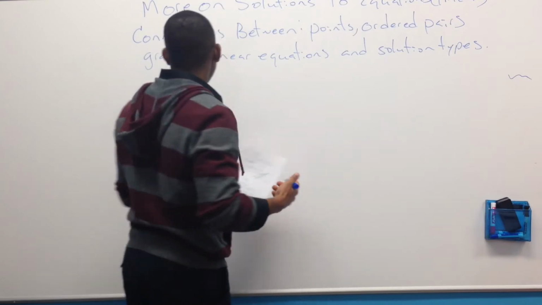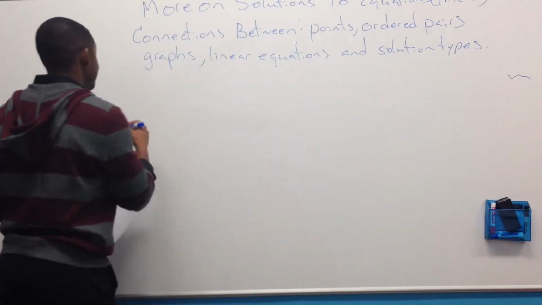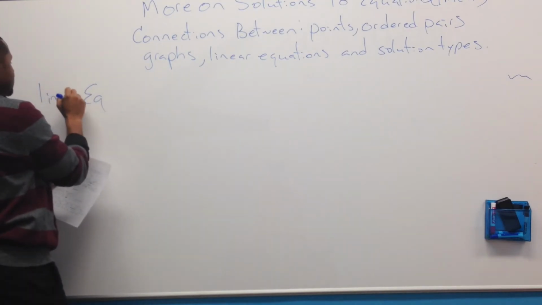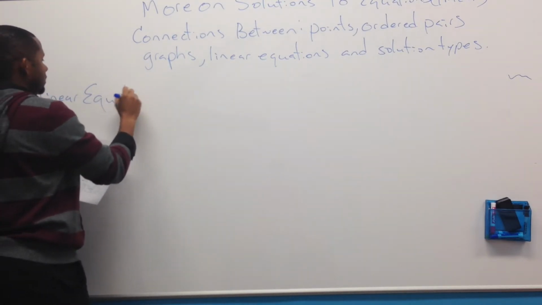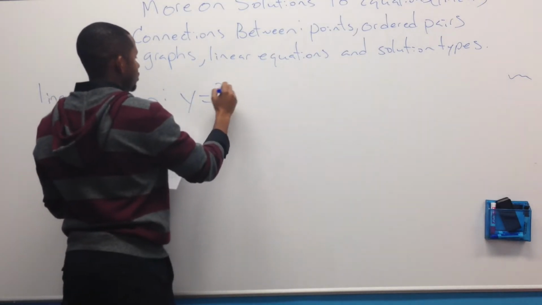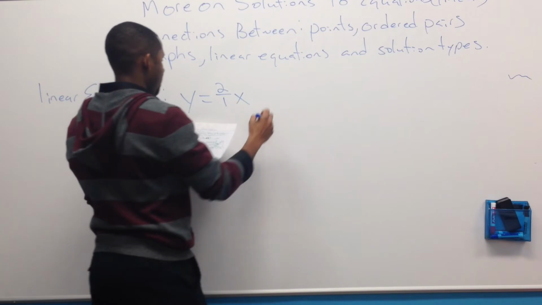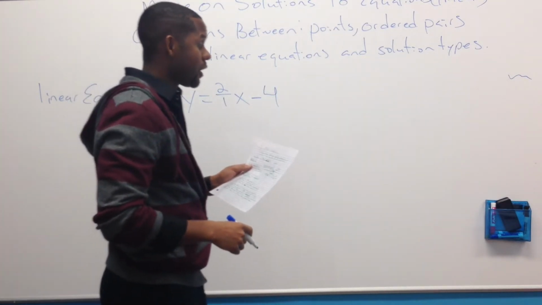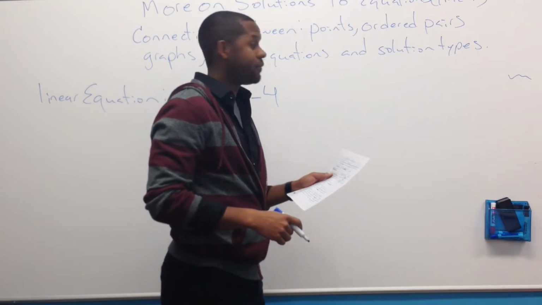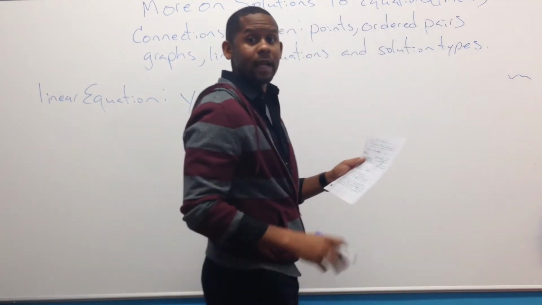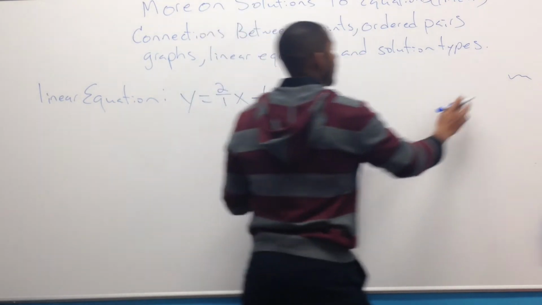All right, let's go ahead and start with this equation. So this is the linear equation that you were given. And it says y equals 2 over 1x minus 4. So this is the equation, right? I'm going to show you how to graph it. You do not need to know how to graph this equation right now. That's not the important part, okay?